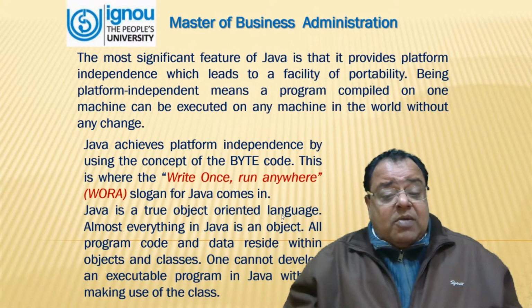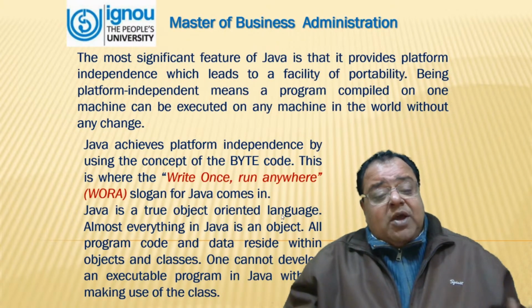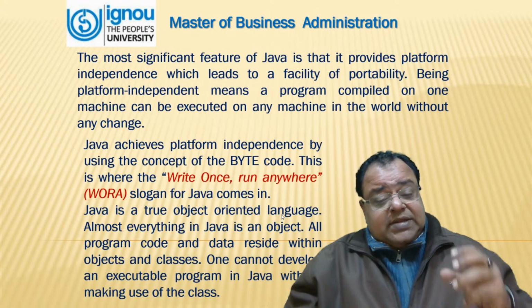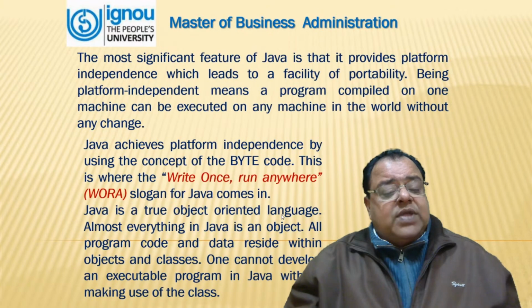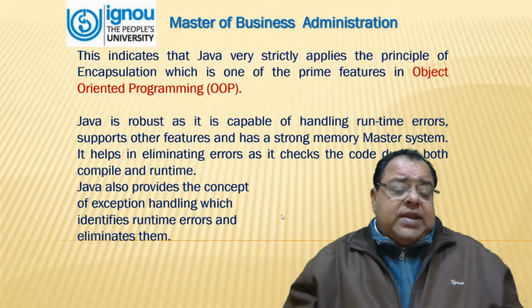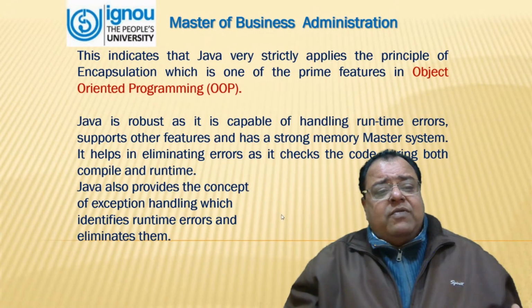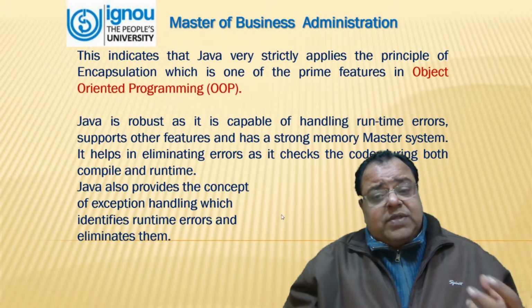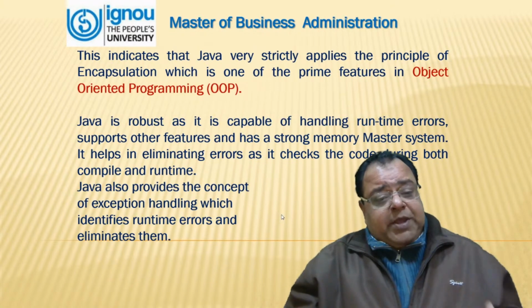Java is a true object oriented language. Almost everything in Java is an object. All program codes and data reside within the objects and classes. One cannot develop an executable program in Java without making use of the class. This indicates that Java very strictly applies the principle of encapsulation, which is one of the prime features in object-oriented programming, that is OOP.